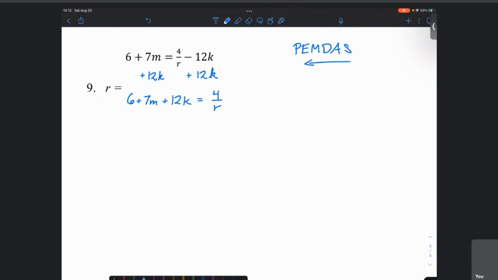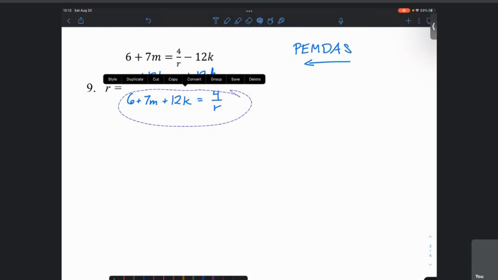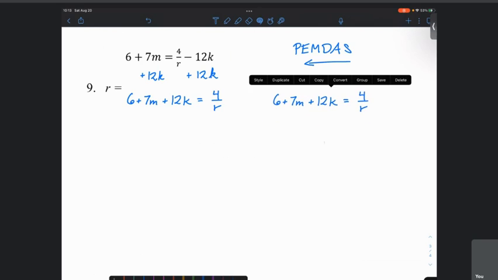Now, to get r by itself, because it's in the denominator, the thing that I like to do is to multiply both sides by r. I could also take the inverse of both sides, and I'll show you how to do it both ways, because you can do it both ways. So the way that I found that students get less confused is multiplying both sides by r. And when you do this, make sure that you put all that other stuff in parentheses.